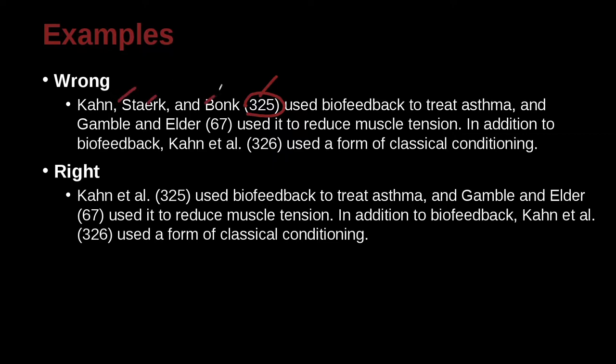We have one, two, three authors. In MLA, if you have three or more authors, even the first time, you go ahead and use et al. right from the beginning. And then down here we have Gamble and Elder, 67. That looks good. And you use the conjunction and, no problem. And then down here, we've got this Kahn problem. So we've got Kahn et al. And that's okay. It will be multiple authors, three or more, use et al.